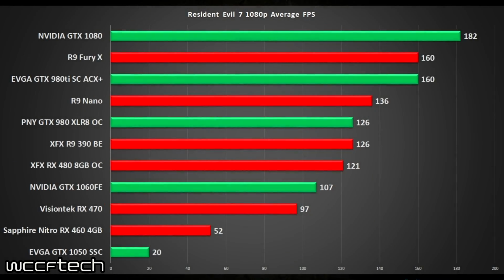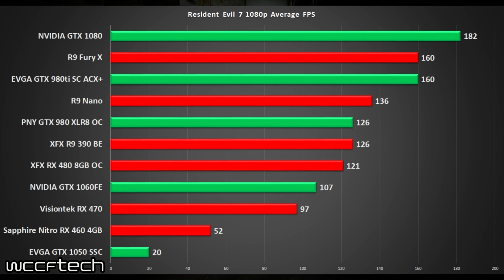Now, starting off at 1080p, unlike normal, for the video purposes, we're only going to show the averages. If you want to see the 1% and 0.1% lows, please hit the link in the description and see the article with much more fleshed out graphs. We just wanted to keep it easily read on the video.